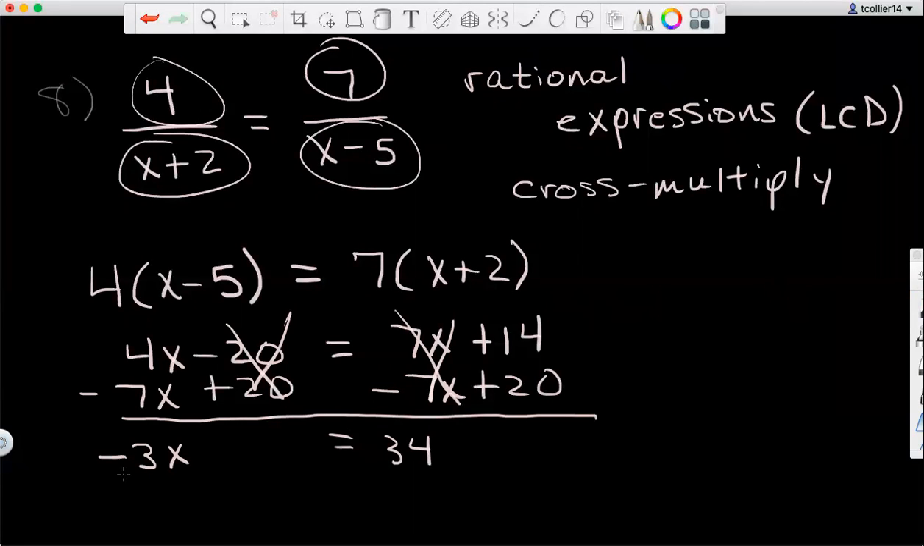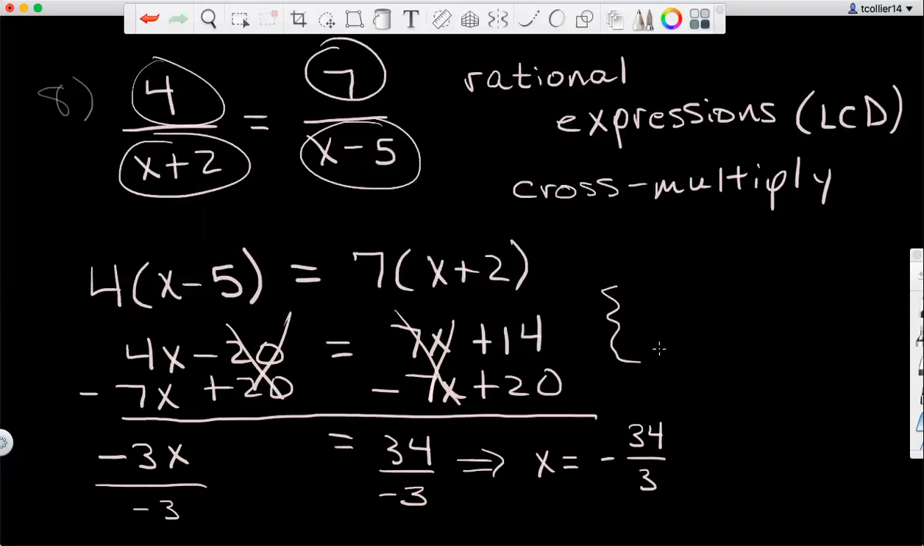Okay, so I got negative 3 times x. I can divide by negative 3. So then I get x equals a negative fraction, negative 34 over 3. So that's going to be my solution set.